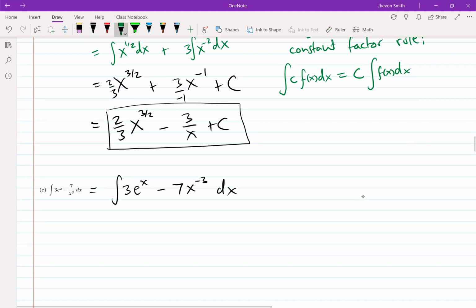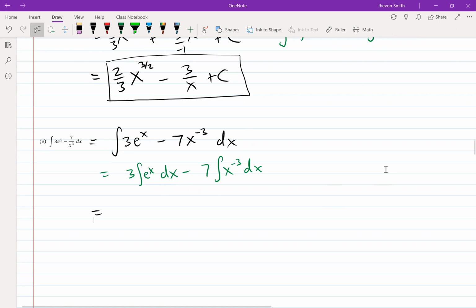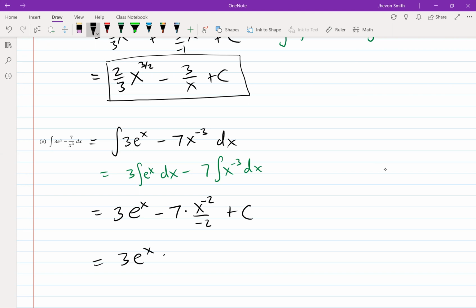And again, you can factor out constants and separate these guys. But like I said, you don't actually have to write down a line like this. If you jump from this line to the line I'm about to write, I'll take your word for it that you understood how things actually broke apart. So we have 3 times the antiderivative of e to the x. And what's that? Well, it's e to the x. That's a formula. Minus 7. Now this is going to be, of course, x. You add 1 to the power, divide by the new power, plus c. In other words, this is 3e to the x plus 7 over 2 x to the minus 2 plus c.